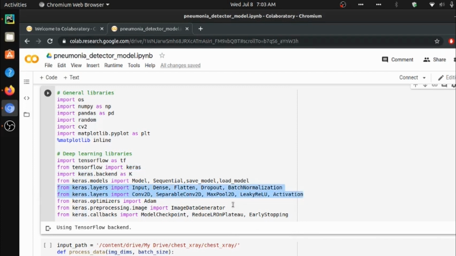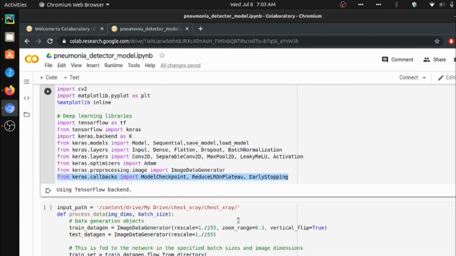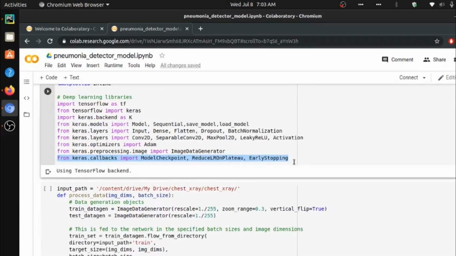So we have imported them as well. These are the optimizers. This is the image data generator. I will be explaining what image data generator is doing in this particular model, and these are the callbacks, and I would be explaining them to you later. So these are the libraries that we have imported.